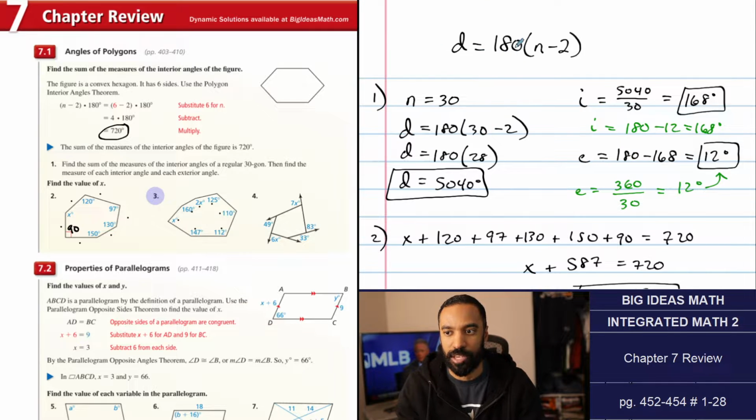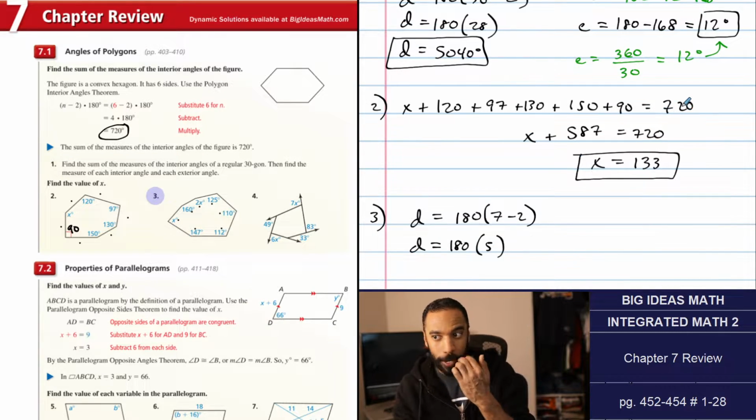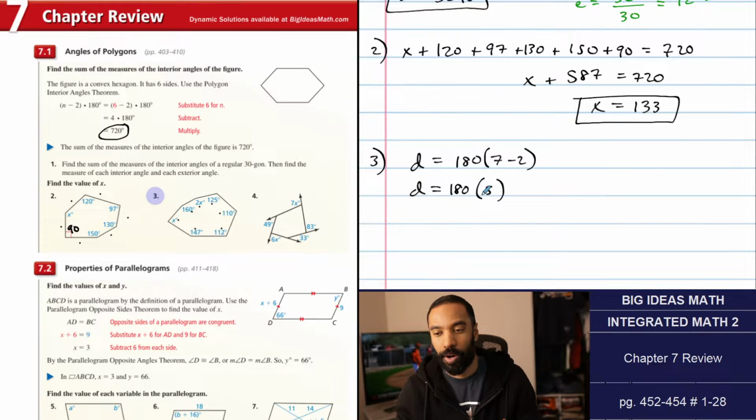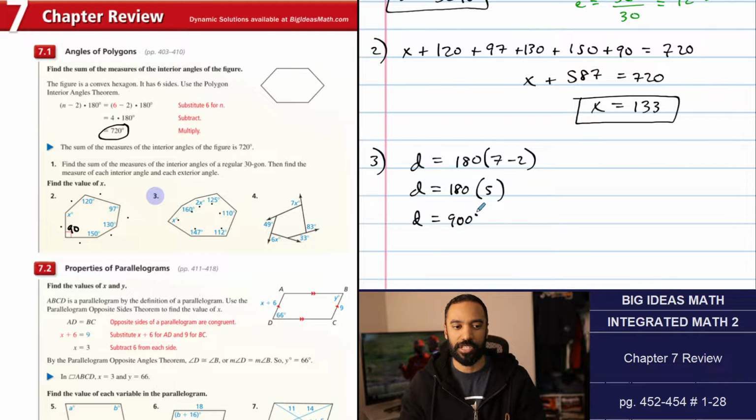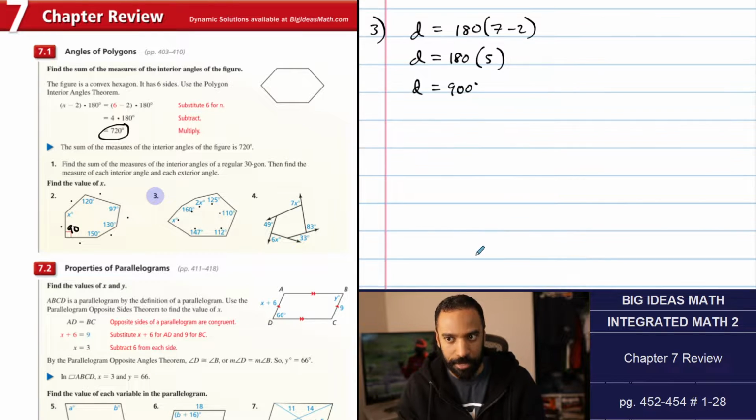So a 6-sided shape was 720. Add another, it's not written here, 720. Add another 180 degrees, it's going to be 900. 180 times 5 is also 900. So 900 degrees is the interior angle sum of a heptagon.